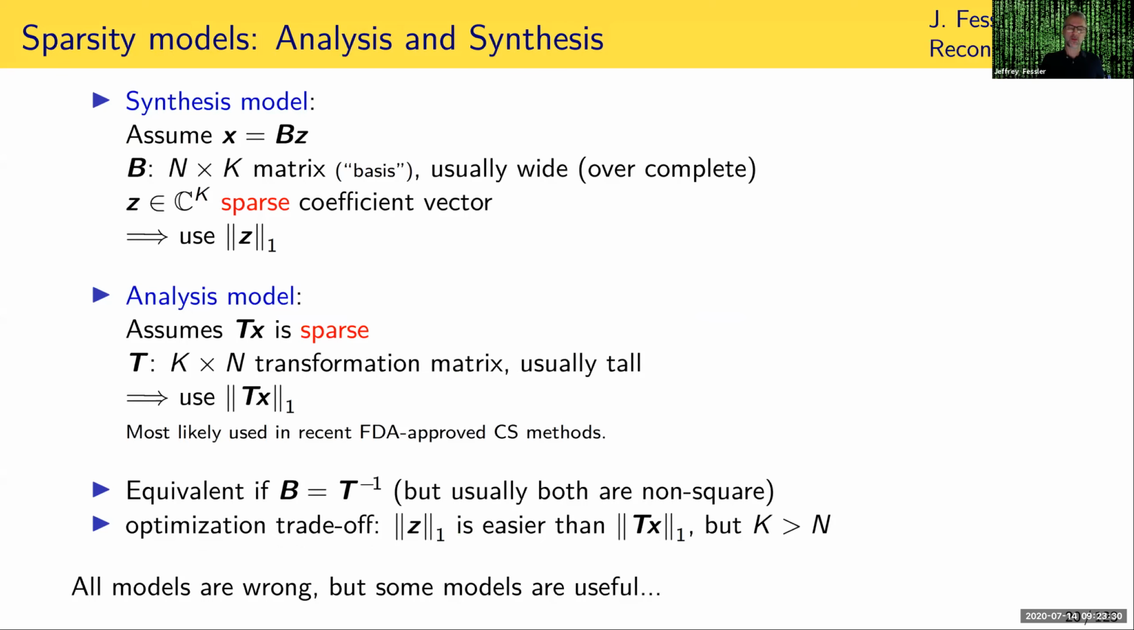So in this field of sparsity, there are 2 main categories of sparsity models: analysis models and synthesis models. In a synthesis model, you assume that your unknown image, in this case, can be synthesized as a linear combination of some columns of some matrix using a sparse set of coefficients. And I use the letter B because you kind of think basis, but you don't say basis because usually this matrix is wide, so it's overcomplete. So it can't have linearly independent columns. So, strictly speaking, it can't be a basis, but in a sense, it's like a basis.